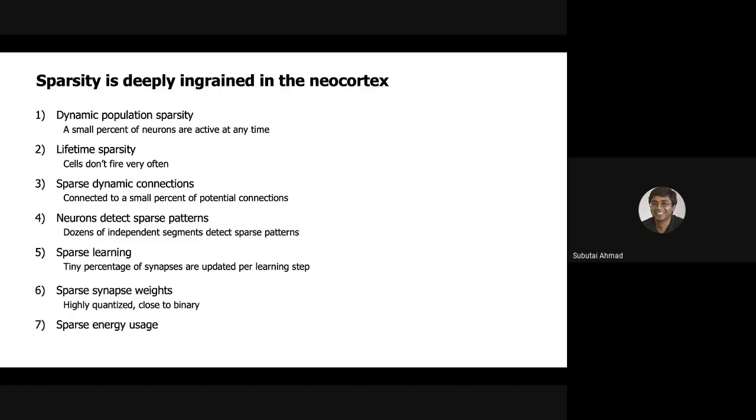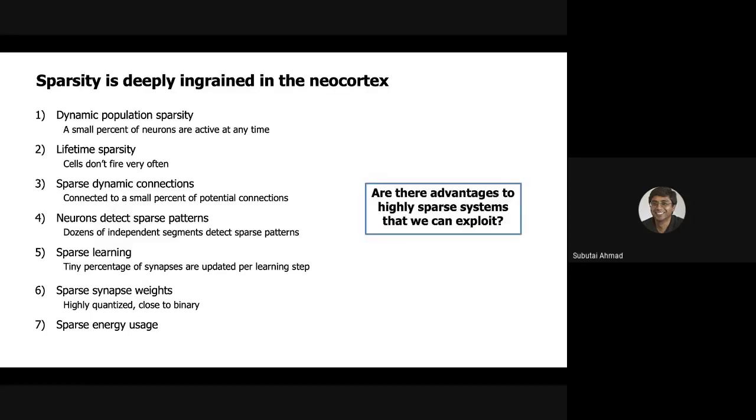If you step back and think about it, the population activity is sparse, the connectivity is sparse, neurons detect these sparse patterns within the neuron, the learning itself is sparse, synapses are very quantized so the weights are sparse, and the energy usage is also correspondingly sparse because of all of these things above. And this is nothing like deep learning systems. You almost have to ask, why are deep learning systems so dense? And the other side of this is, are there advantages to highly sparse systems that we can exploit?